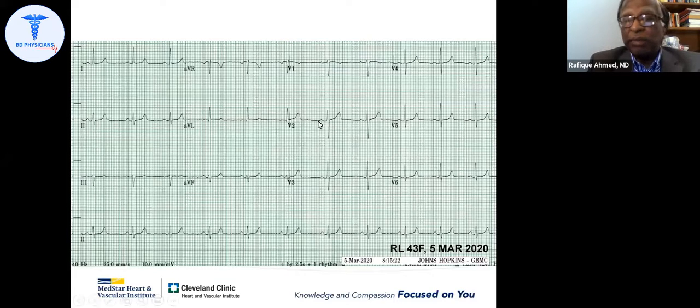So this is an ECG. You can see that there is a P wave before each QRS complex, and a normal PR interval, normal QRS duration, and QT interval. P wave axis is normal, so it's normal sinus rhythm, normal ECG.